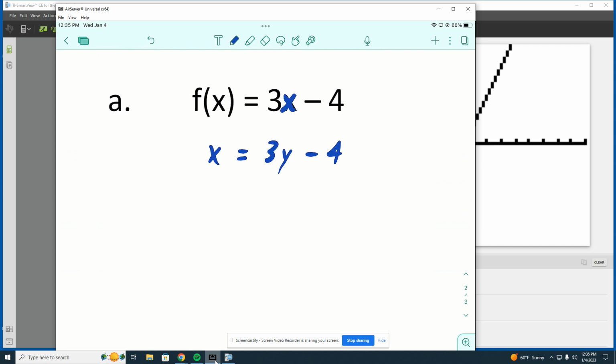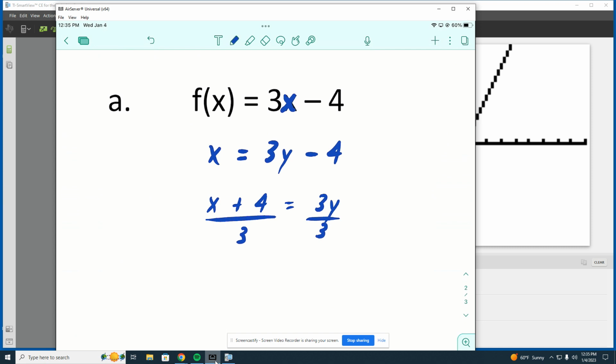So that's what we're going to do. How do I solve this one? What's my first step I need to do? I need to add 4. So x plus 4 will now equal 3y. Is y alone? Nope. We got to what? We got to divide by 3. Now, will that leave y alone?